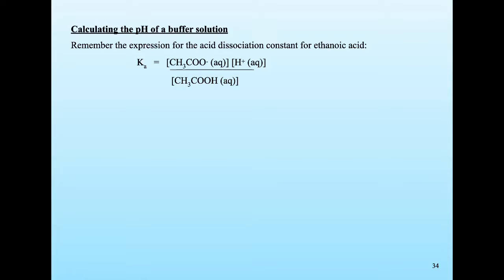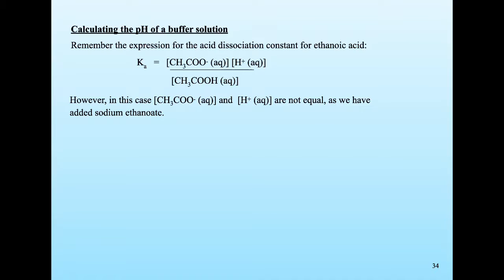How do we calculate the pH of a buffer solution? Well, we've got Ka for any weak acid. There's the Ka for ethanoic acid. So how are we going to use this? In this case, these two terms in the numerator are not equal. They're not equal because we've added sodium ethanoate. So this term now is much bigger than this term, because lots of ethanoate ions came from the salt.